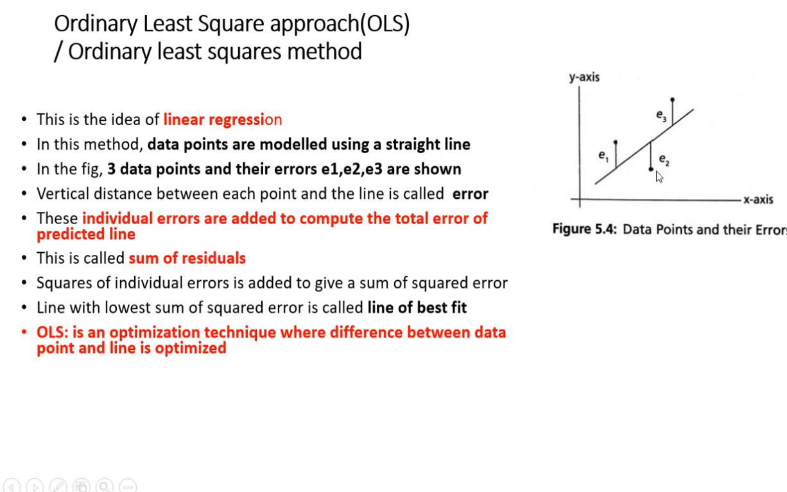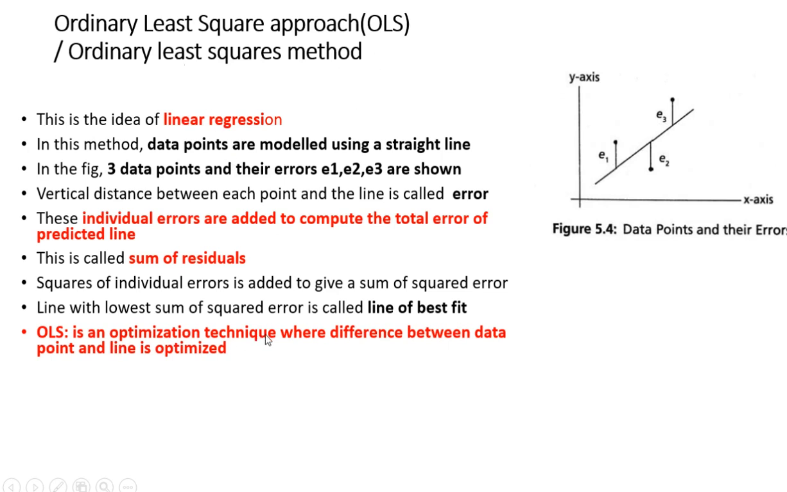When we add them together, E1 plus E2 plus E3, we call it the sum of residuals, and to get the line of best fit we have to find the squares of these individual errors: E1 square plus E2 square plus E3 square. Wherever you get the minimum of E1 square plus E2 square plus E3 square, that line would be called the line of best fit. As the name itself says, least squares of E1 square plus E2 square plus E3 square. That is the goal of the OLS approach.